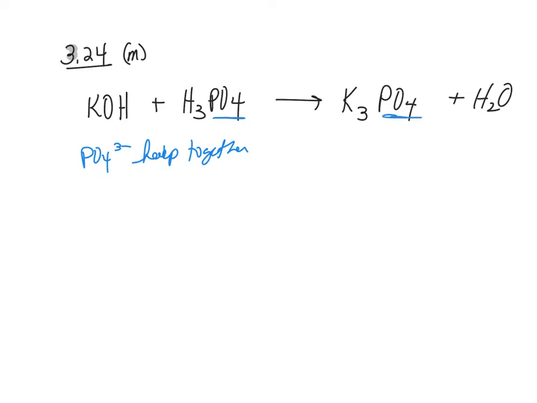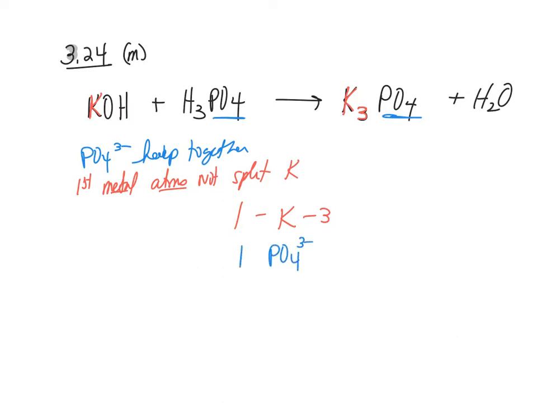And then first, go for your metals, or the atoms that are not split. So in this case, that would be potassium. And so that's our plan. So let's take inventory. How much potassium do we have? So we have 1 on the reactant side, and we have 3 on the product side. And then our phosphate, PO4, 3 minus, we have 1 on the reactant side and 1 on the product side. We don't have any parentheses there.